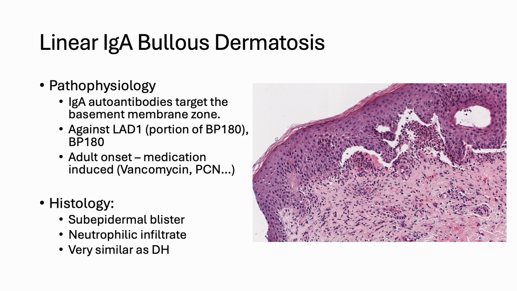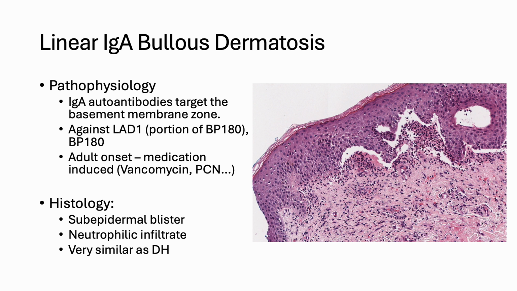In real life, LABD and DH can look very much alike. But in your exam, if they give you neutrophils located only at certain papillae, you should think DH. If you see more extended separation plus a band-like neutrophilic infiltrate, you should think LABD. But again, in real life, you need to see the direct immunofluorescence.